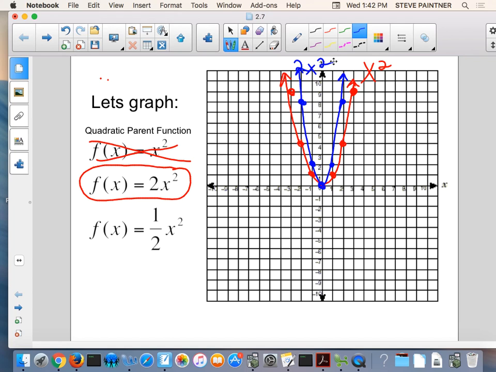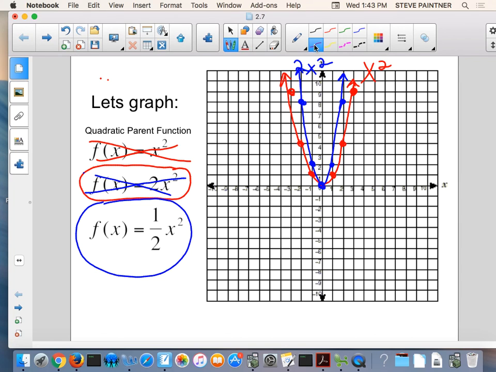Okay? Well, now guess what? I don't think we need our calculator to do this one. Because if 2 in front of x squared means double the y value, what does a 1/2 in front of x squared mean? Half of the y. Take half of the y value. Well, that's it.